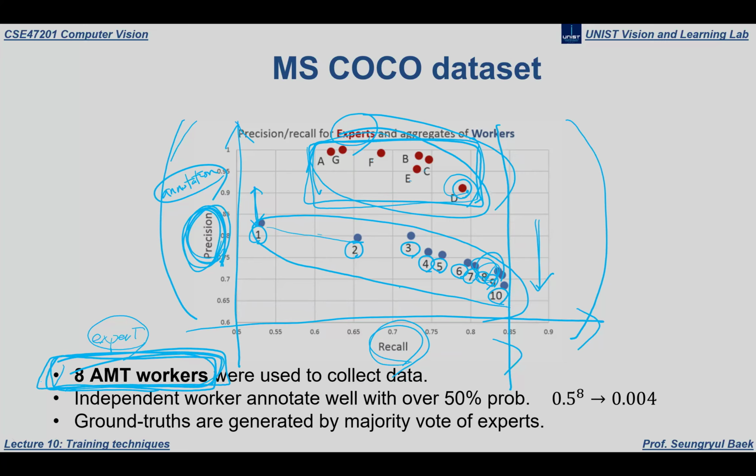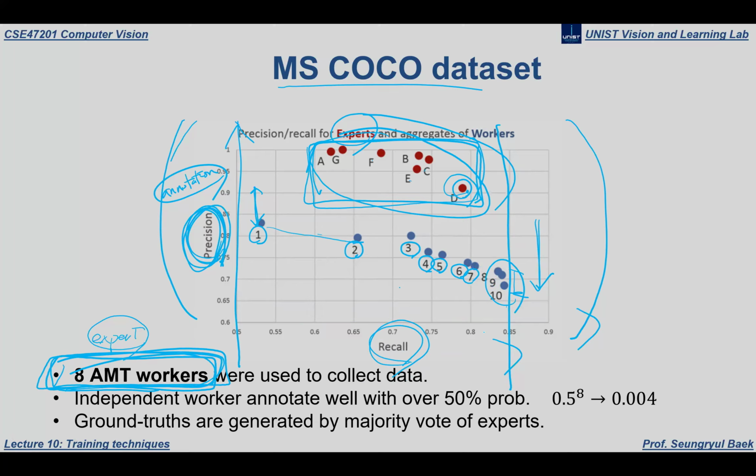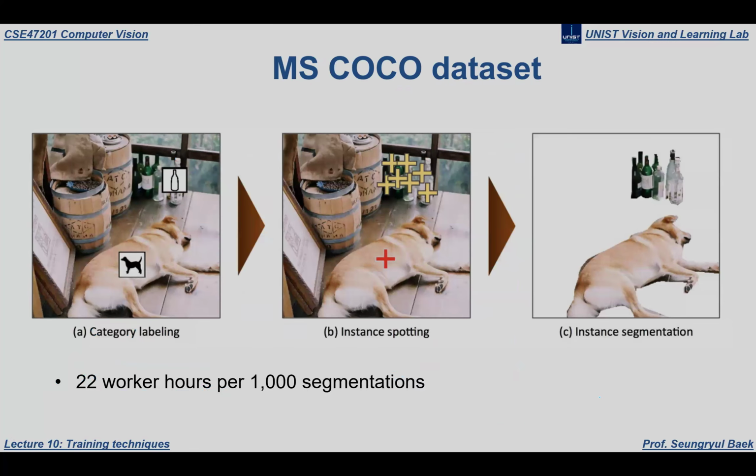This is the reason why they involve 8 AMT workers to collect the MS COCO data set. Seeing the graph, going from 8 to 10 is not increasing recall much, but only reducing the precision. So that's the other reason why they don't involve 10 AMT workers, but only 8. Anyways, we can use this type of crowdsourcing to annotate our data when collecting our data.